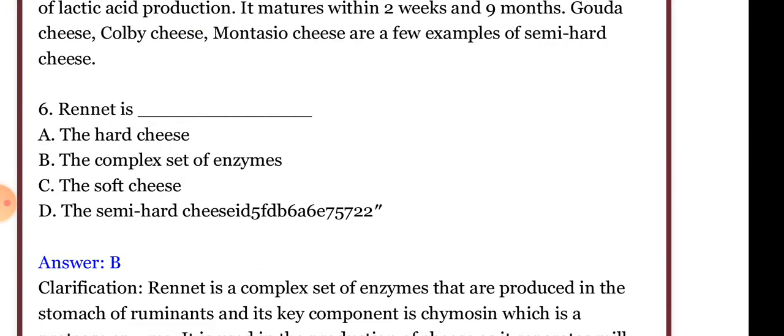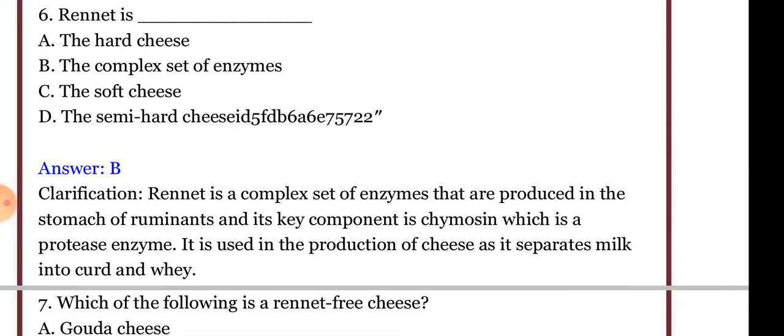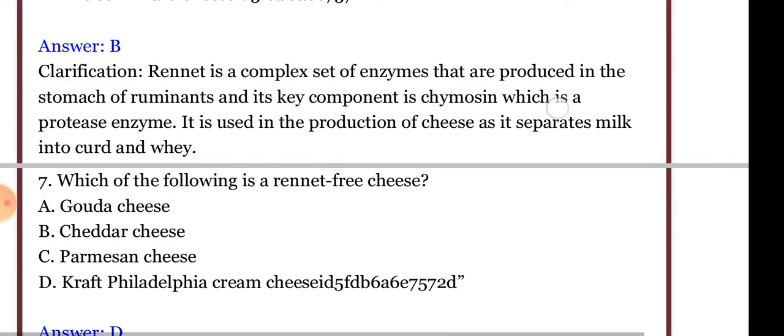Rennet is the complex of enzymes in ruminants. Rennet is a complex set of enzymes that are provided in the stomach of ruminants, and its key component is chymosin, which is a protease enzyme. It is used in the production of cheese as it separates milk into curd and whey.